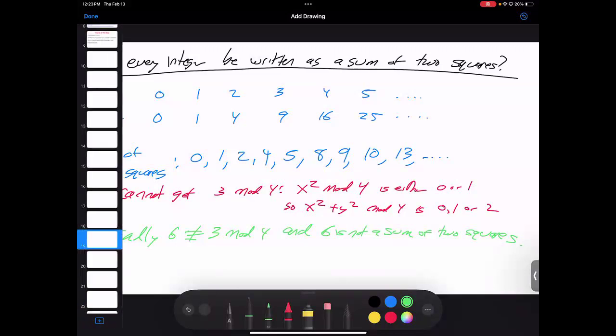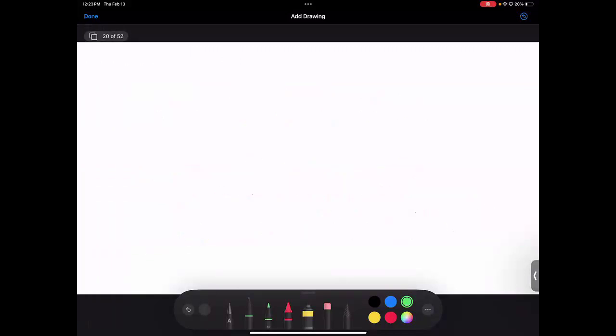So let's look a little bit more intently. So let's consider a squared plus b squared less than or equal to x. What can you tell me about a and b? If I want a squared plus b squared to be less than or equal to x, what can you tell me about a and b? Less than or equal to square root of x.